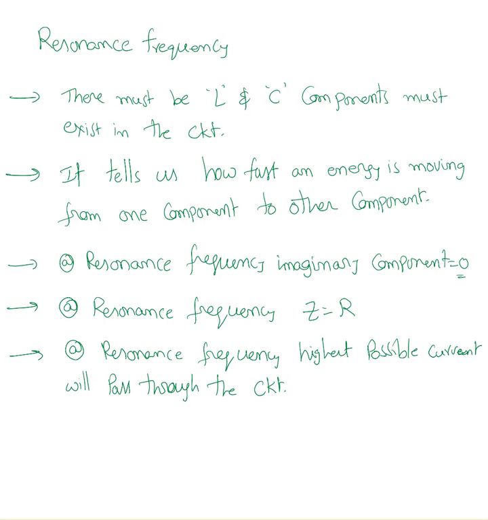In this video, I'm going to talk about resonant frequency. The most important point is that resonant frequency will occur only if there is an inductor and a capacitor in the circuit. There must be at least one inductor or one capacitor. If there is only an RL circuit, it is impossible to have a resonant frequency. Usually we indicate resonant frequency with F0.